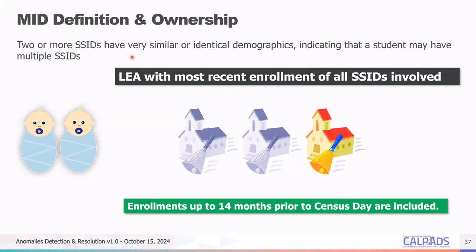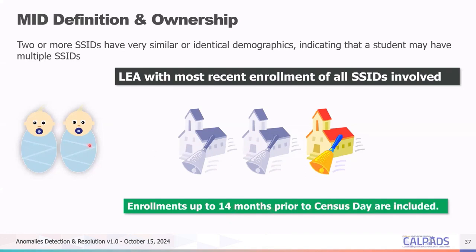So MIDs sometimes happen because you resubmitted or requested an SSID multiple times for a student. Sometimes the system just overly detects different students, and it turns out to be two different students detected by the system. So you can either ignore that, and for some you will need to combine SSIDs. MIDs are detected on enrollments up to 14 months prior to census day.